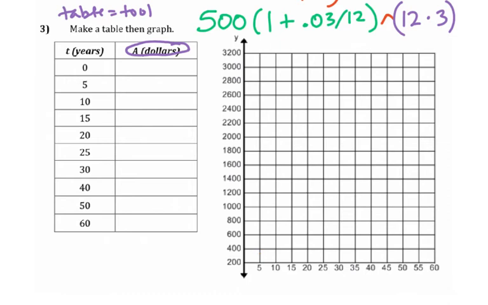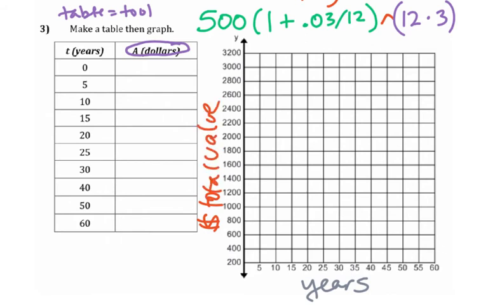We're going to label our X and Y axis. So remember we've learned that time is going to be your independent variable. And so time in this problem is years. And then the output is how much money you have. So total value of your investment.